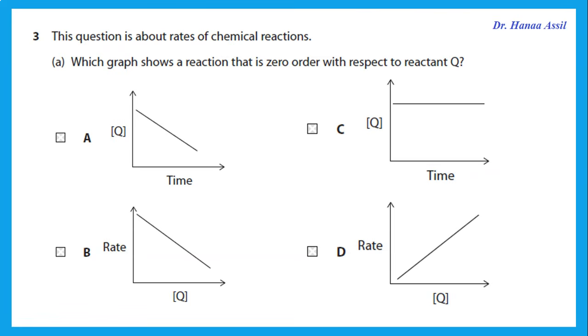For a zero order, changing the concentration of Q would have no effect on the rate. It would not increase it and it would not decrease it. So B and D are wrong. So we're choosing between A and C. Well, if it is zero order, that means with time, the concentration is decreasing, it's being used up, but there is no effect on the rate.